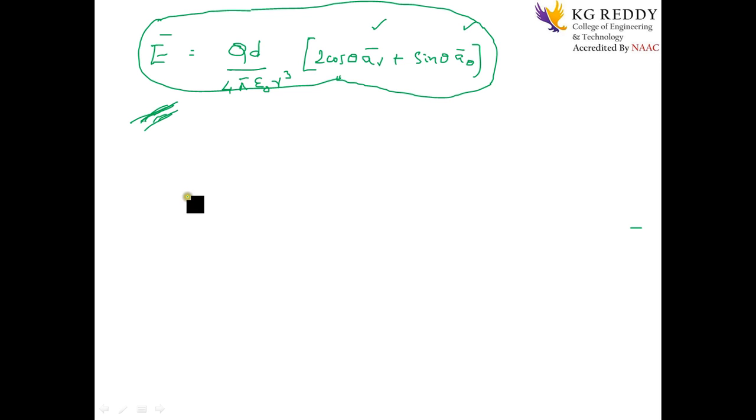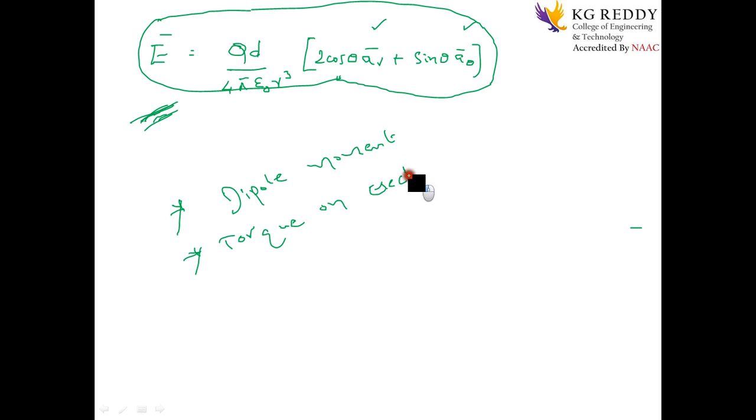After this, we will see the dipole moment, and also the torque on an electric dipole, in our next class.